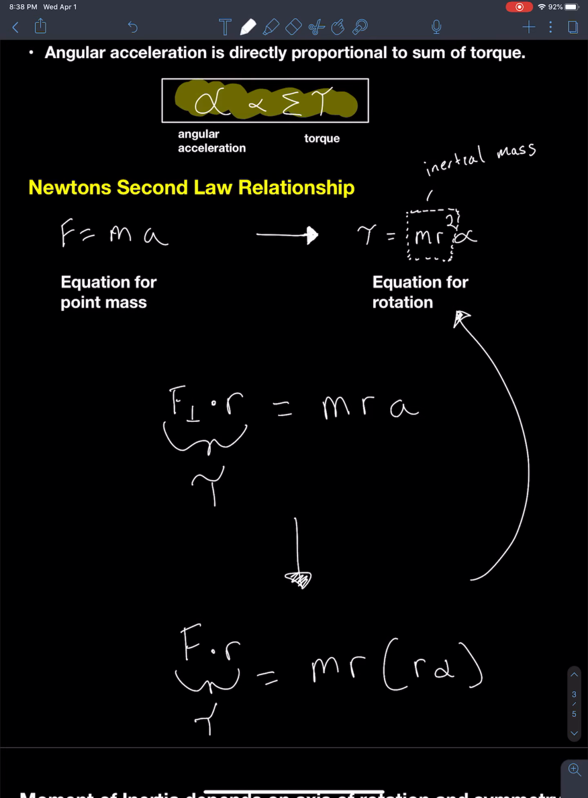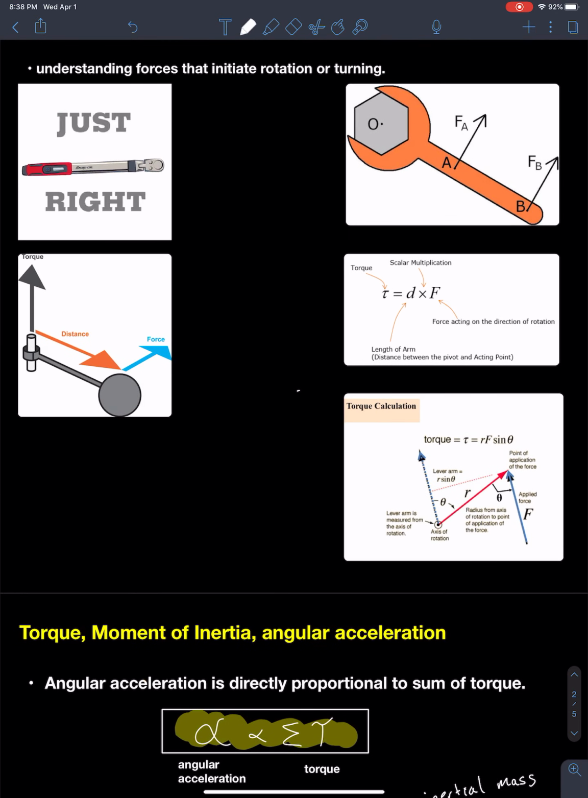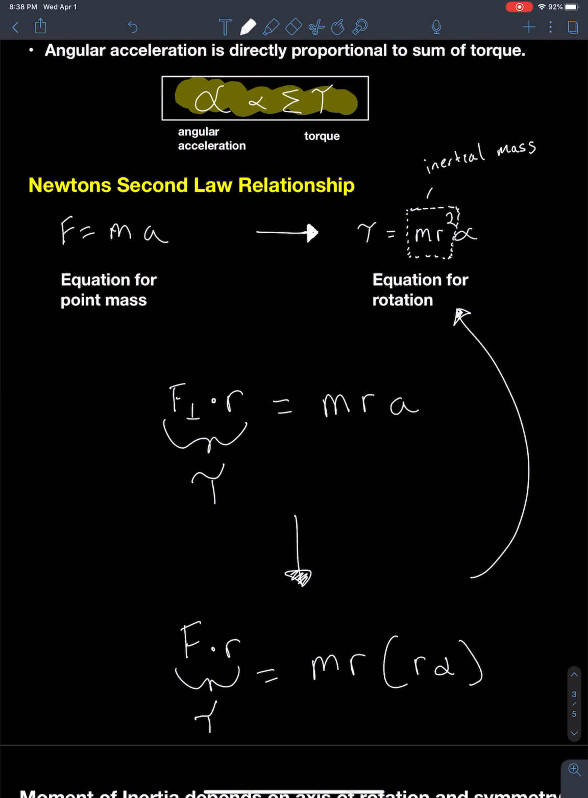Okay, that'd be the inertial mass of a point. The point mass that I'm applying the force to right over here, the inertial mass at that point, because that's analogous to m in that formula. Alpha, my angular acceleration, is analogous to my linear acceleration, and force is analogous to torque in that second law relationship.